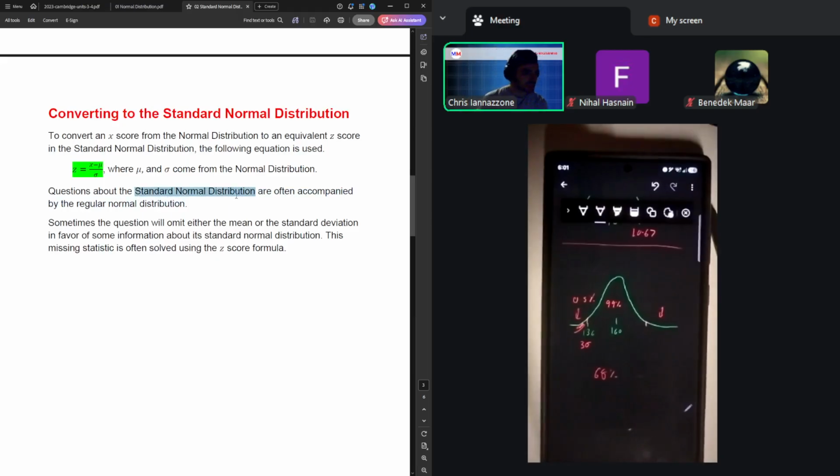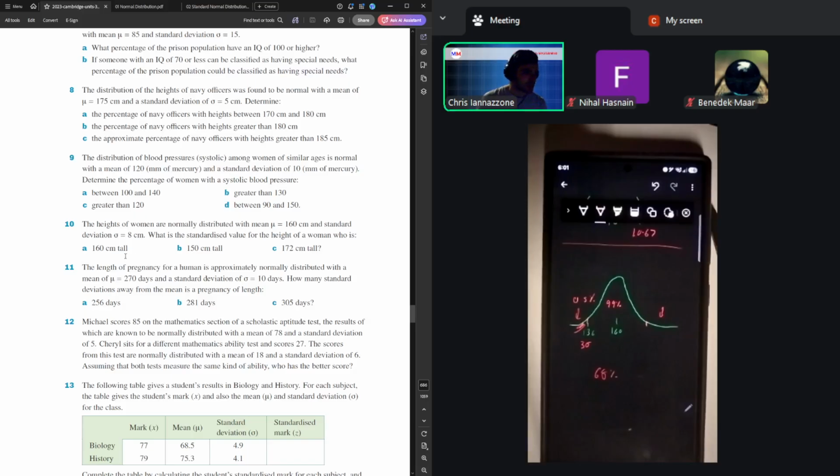Pretty much every time the standard normal distribution comes up, you'll be given additional information about the regular normal distribution. That's what we saw here. Right? Regular normal distribution was mean of 160, standard deviation of 8, and it wants us to standardize the value, or in other words, find the z equivalent of these x values. You have x, you have standard deviation, you have the mean. We want to find z based off of those things.